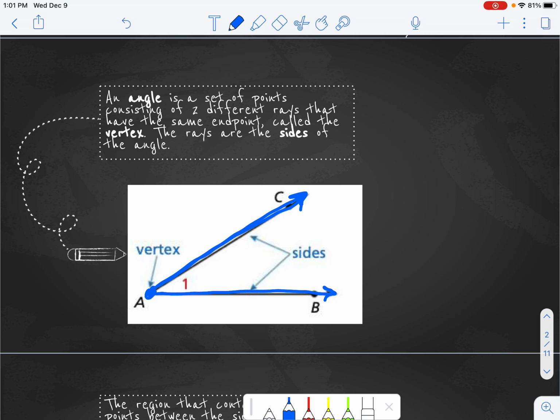Now, one thing I do want to go over is how we name this angle. So we have a couple different ways. We could call this angle CAB. We could call it angle BAC.